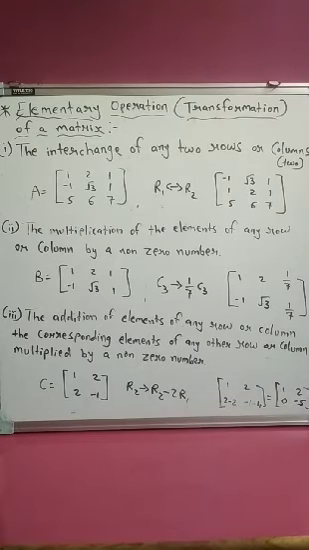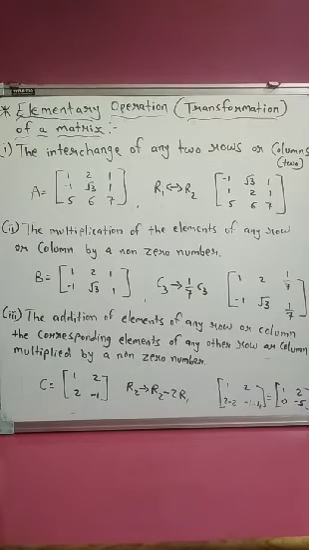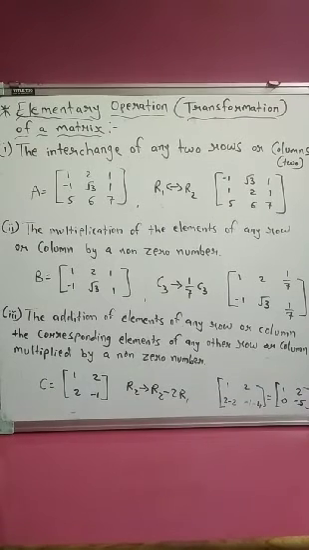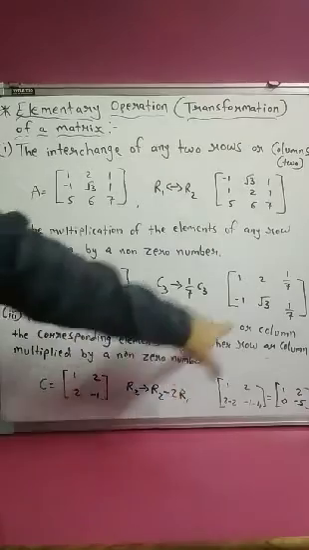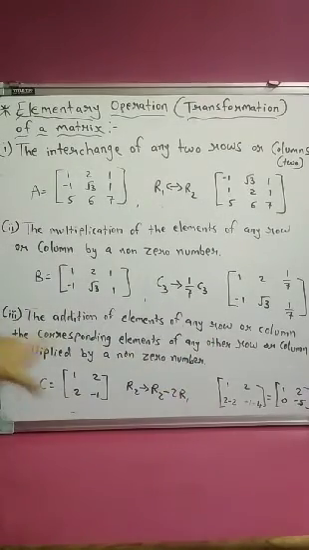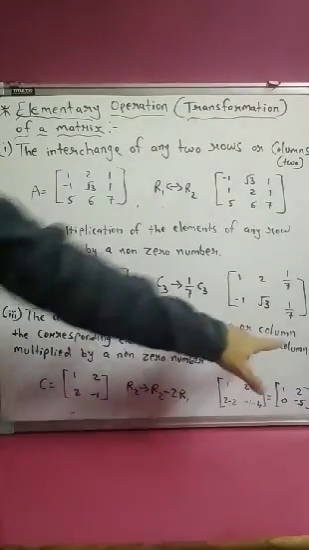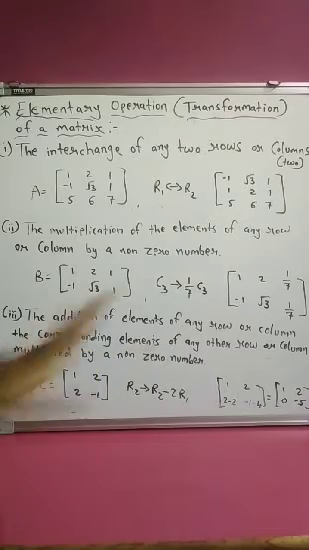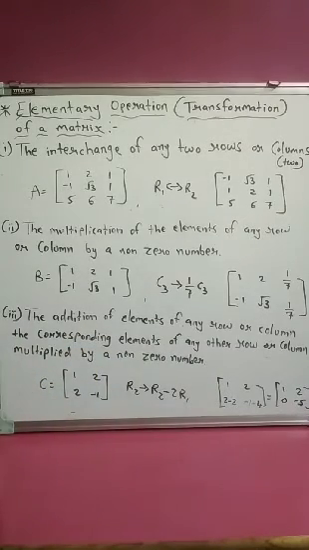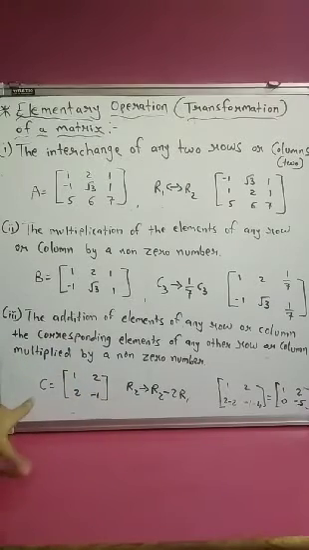Now in the third point you need to be a little bit careful over here. See, by looking at this, if I read this, it is the addition of elements of any row or column to the corresponding elements of any other row or column multiplied by a non-zero number. That means if this row, for example consider this matrix C.